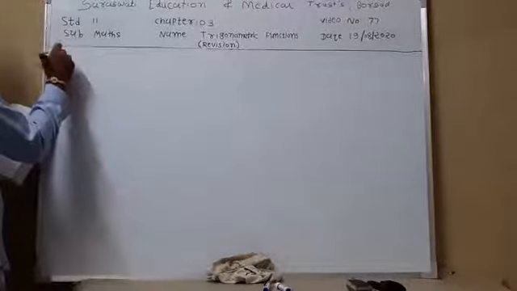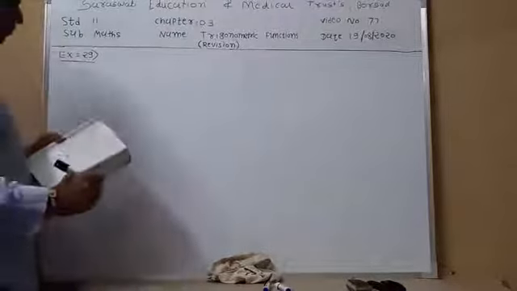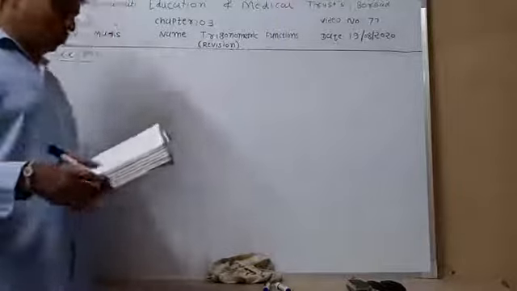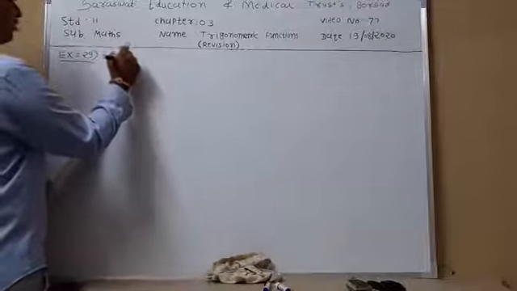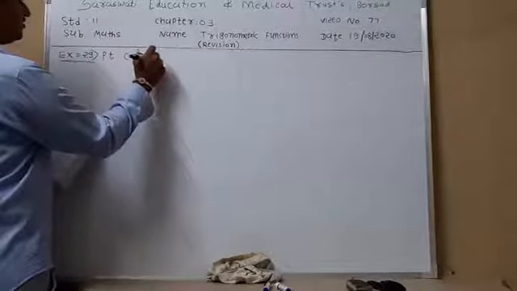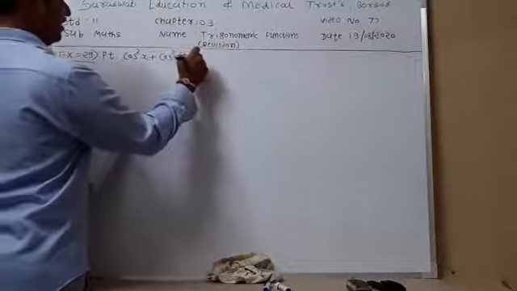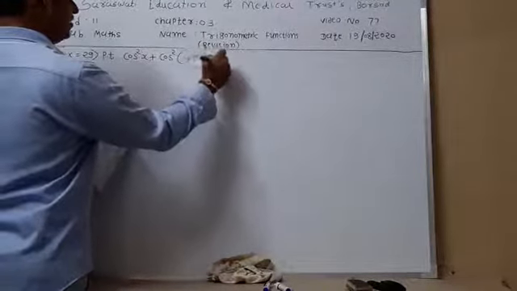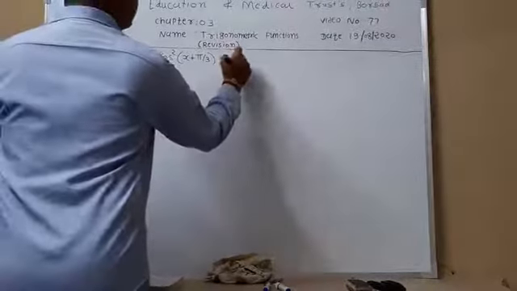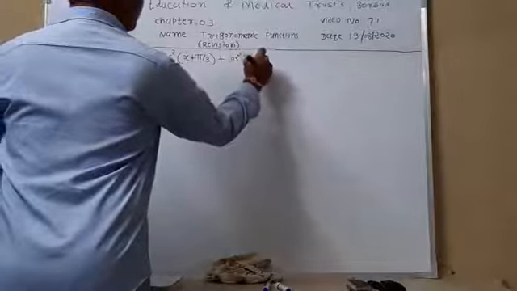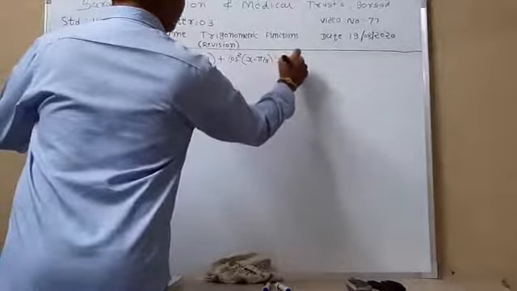Example number 29. This question is also important. The weightage of this question is 3 marks or 4 marks. So prove that cos square x plus cos square of (x plus pi by 3) plus cos square of (x minus pi by 3) is equal to 3 upon 2.